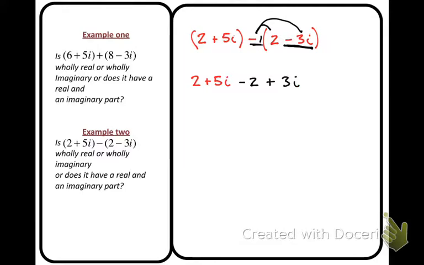Now simplifying this out, we have 2 minus 2. That's 0. I'm not going to write 0 down. 0 doesn't have any value. Then we have 5i plus 3i, which is 8i. So now looking at this, we don't have a real part. The real part is missing, so this is going to be wholly imaginary.